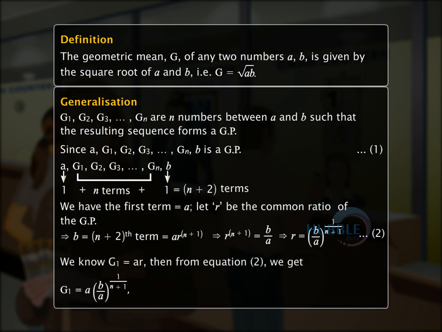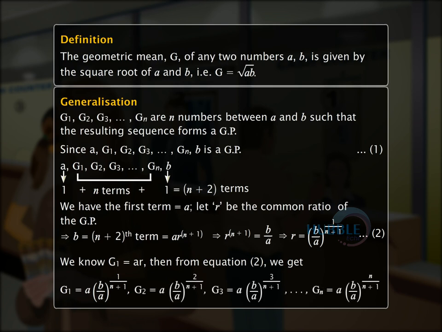We know that G1 is equal to a r. Therefore, from equation 2, we get the value of G1 with respect to a, b and n. Similarly, we get the values of G2, G3 and so on up to Gn as shown. These are the required n numbers between a and b such that the sequence is a geometric sequence.